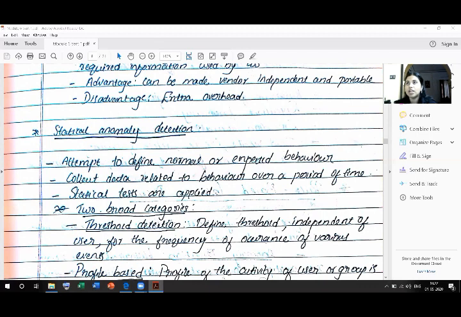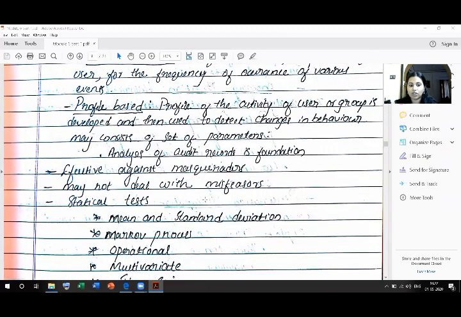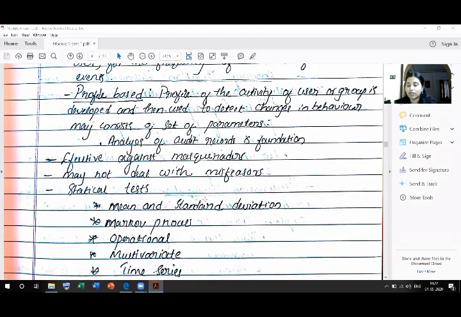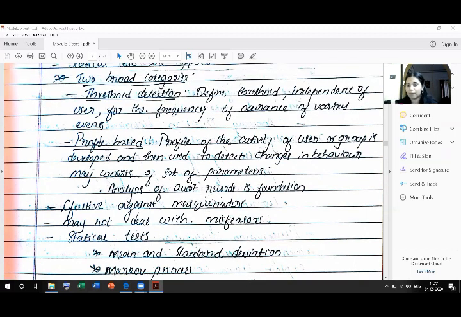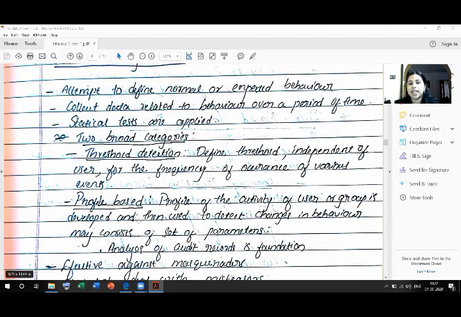Over a certain period of time, we take parameters like frequency or mean and standard deviation. For the first period we take a mean, and for the second period we take another mean, and in total we do the statistical analysis using a certain number of periods. That's known as collected data related to the behavior over a period of time. Then statistical tests are applied, in mainly two broad categories: threshold detection and profile based.